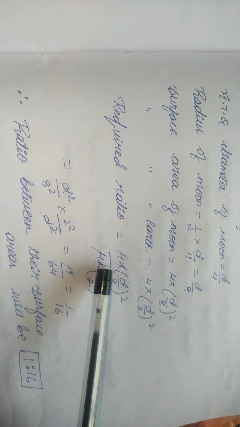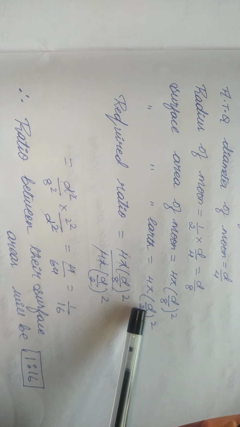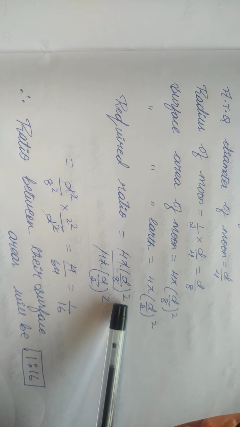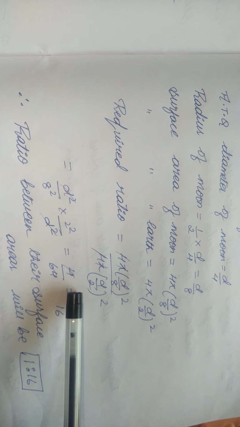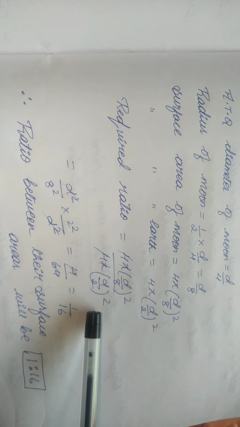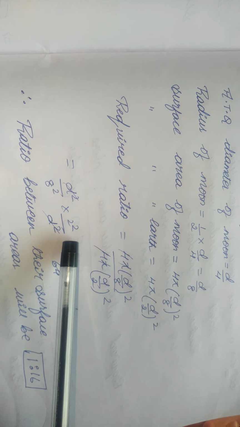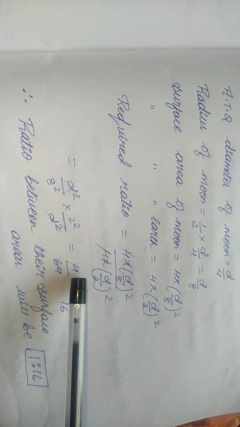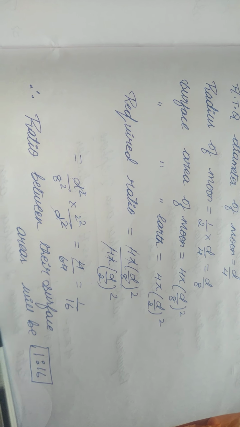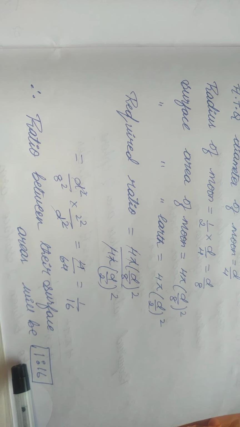4 pi gets cancelled. d square by 8 square remains in the numerator. d square by 2 square remains in the denominator. It gets reciprocated, children. d square and d square get cancelled. 2 square is 4, 8 square is 64. 4 ones are 4, 16s are 64. Hence the ratio between the surface areas will be 1:16.